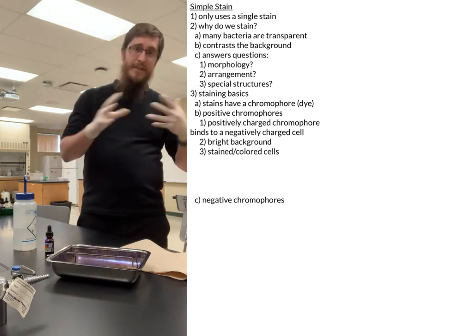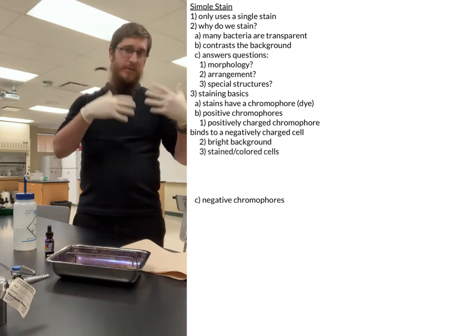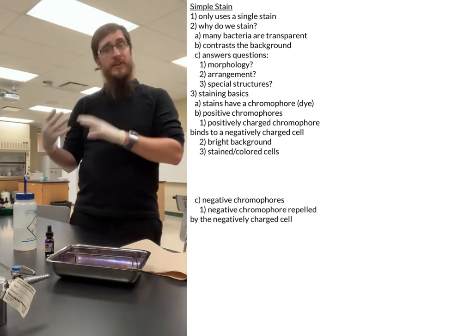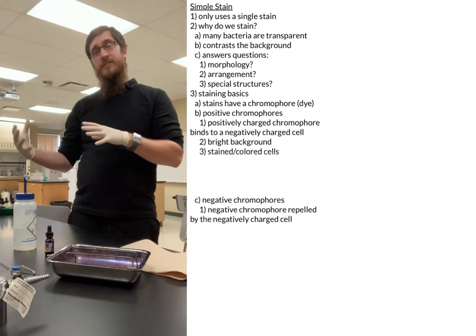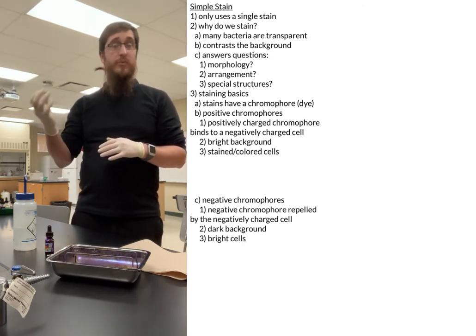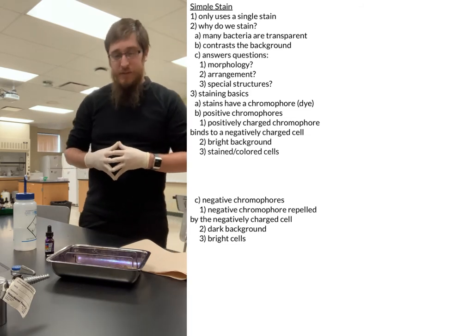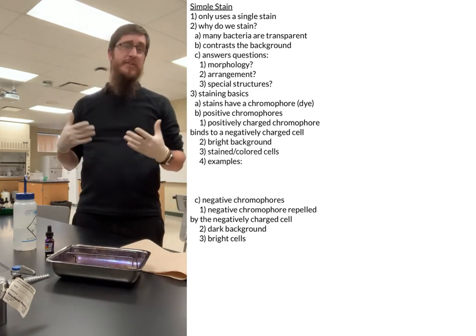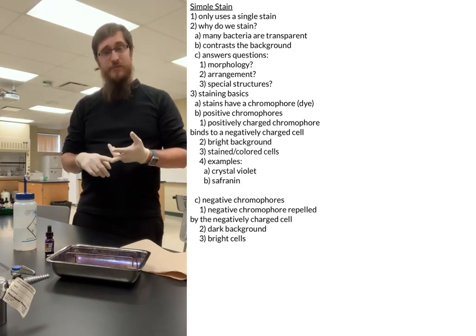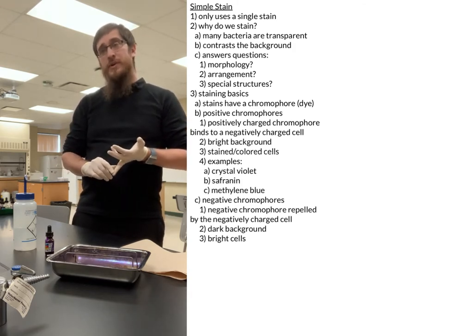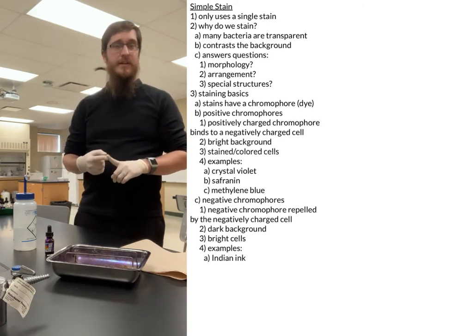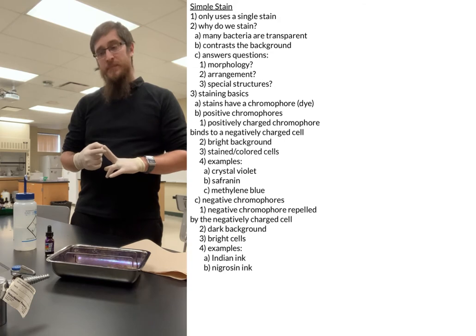On the other hand, negative stains have a negative charge, and they will be repelled by the cells. So in a negative stain, you tend to stain the background, and you get a dark background with brightly colored cells. Some common examples of positive stains are crystal violet, safranin, or methylene blue, whereas common negative stains tend to be things like Indian ink or nigrosin ink.